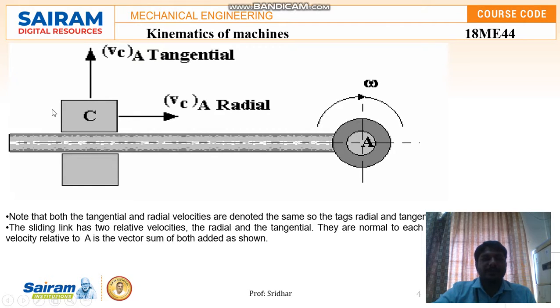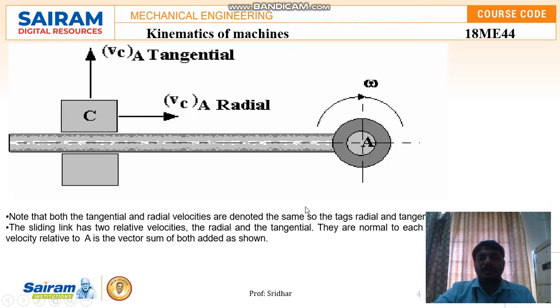When A and B are moving with an angular velocity, there is a velocity with respect to A. Note that both the tangential and radial velocities are denoted the same way, so the tags radial and tangential have been added. That means we can produce both motions with a similar tag. So the sliding link will have two relative velocities, the radial and the tangential velocities.